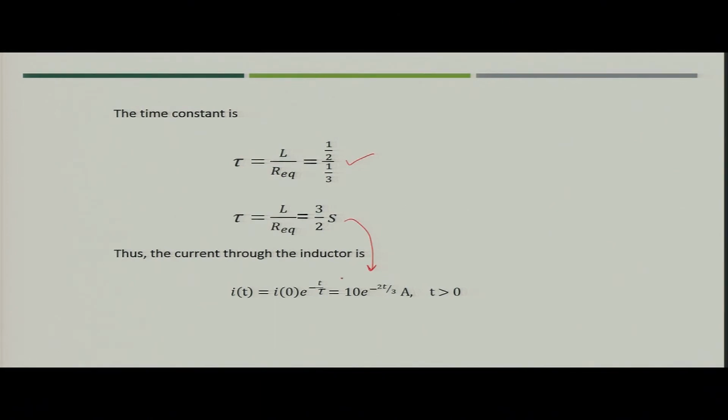This value we will put in the original equation for I(t), that was I0 into e to the power minus t by tau. So, I(t) is nothing but I0, where I0 is the value of current I at time t equal to 0, which is given in the question. The value of that is 10. We put the value of tau in the equation, and we get the current flowing through the inductor at any time t as 10 into e to the power minus 2t by 3 ampere.